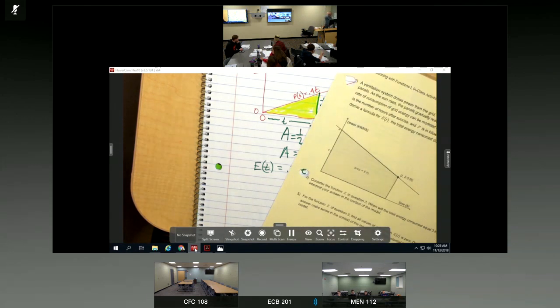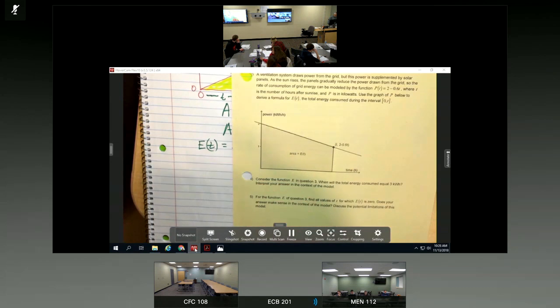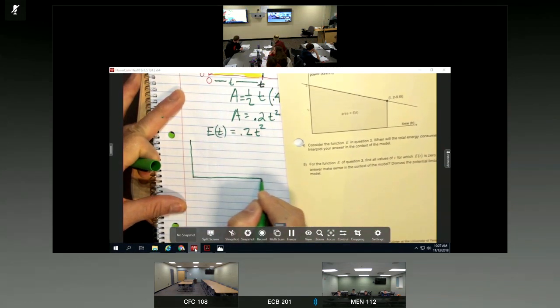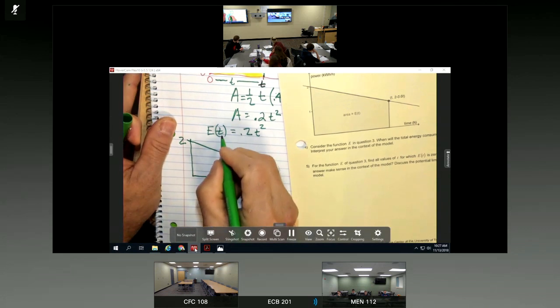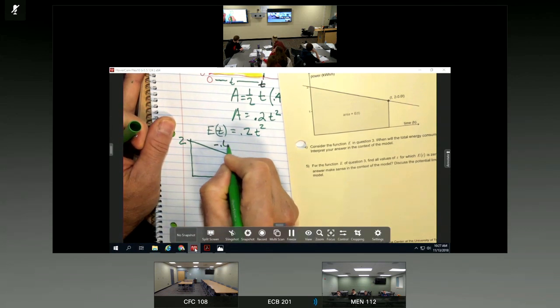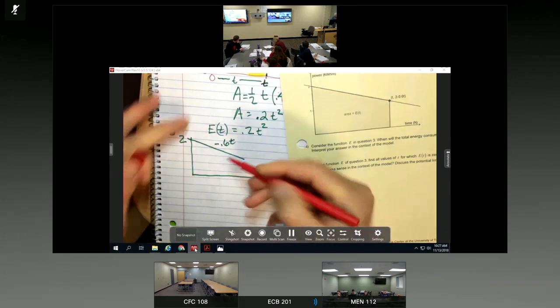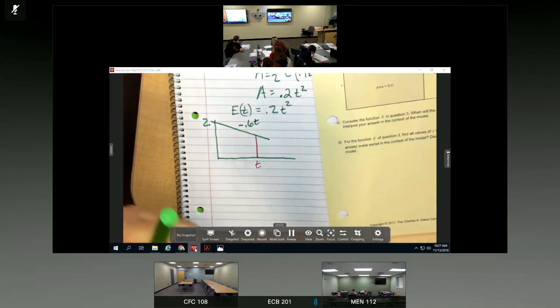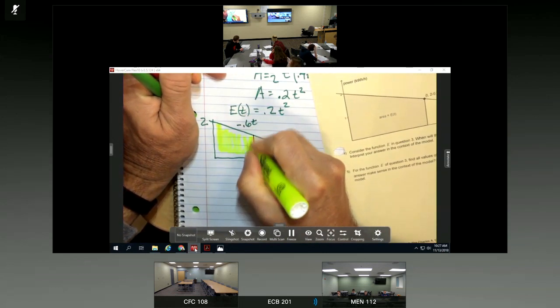Now it says, a ventilation system draws power from the grid, but the power is supplemented by solar panels. As the sun rises, the panels gradually reduce the amount of power from the grid. So now our function is going to be starting at 2 and decreasing by 0.6 per hour. Now, we want to figure out the area, the amount of energy that we have.